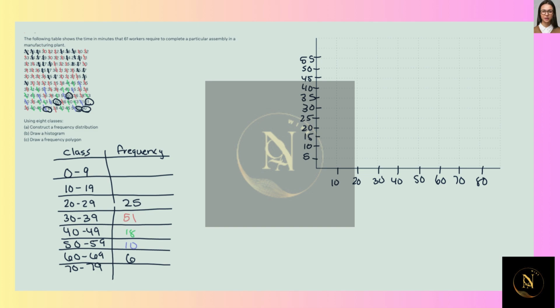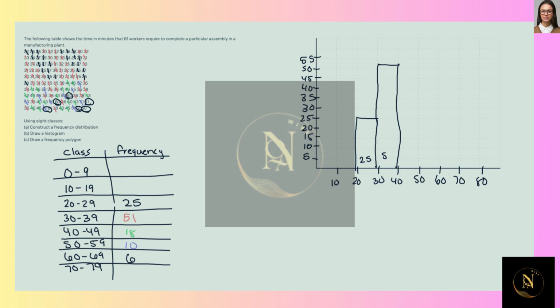Okay, and so we have our histogram, and then I'll do the frequency polygon over it. So from 20 to 29 is going to be 25. And I always do this. Then from 30 to 39 is 51. Actually, I'm going to put the number inside, 25, because when I do my frequency polygon, it'll get in the way.